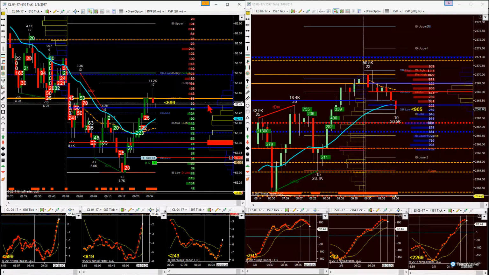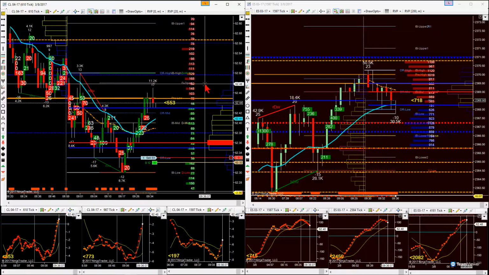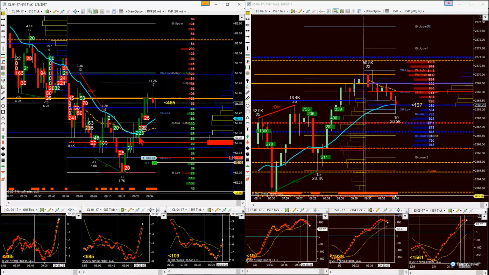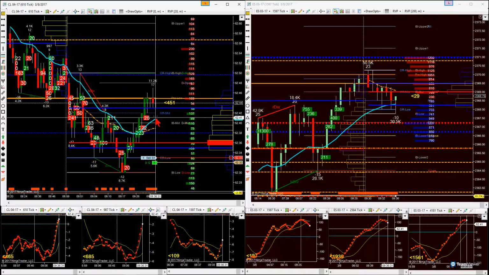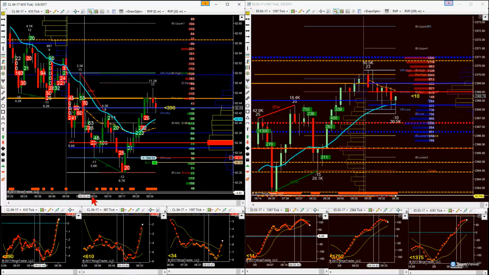It definitely does read as if the sellers, although they're letting price go up, are having an easier time keeping price from exploding out of here than the buyers are having in getting the price to push up. It seems like the buyers are having to use a lot of energy. As for our levels, we are sitting at overnight low. We are trading above VWAP, above middle of the day, kind of in a no man's land for us here. Order flow right now is the only tool we have that's really helping.